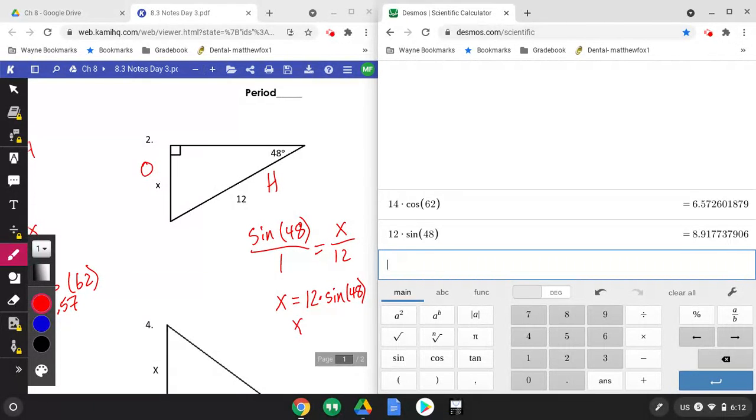Now I know some of you might be saying, what? It's 8.91. But remember, we got to round up. So 8.92, 8.917. So if we take that 7 and round up, 8.92.